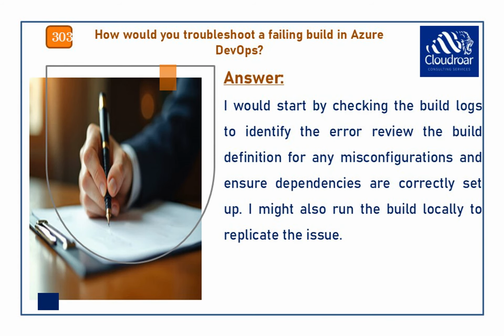Question 303. How would you troubleshoot a failing build in Azure DevOps? I would start by checking the build logs to identify the error, review the build definition for any misconfigurations, and ensure dependencies are correctly set up. I might also run the build locally to replicate the issue.